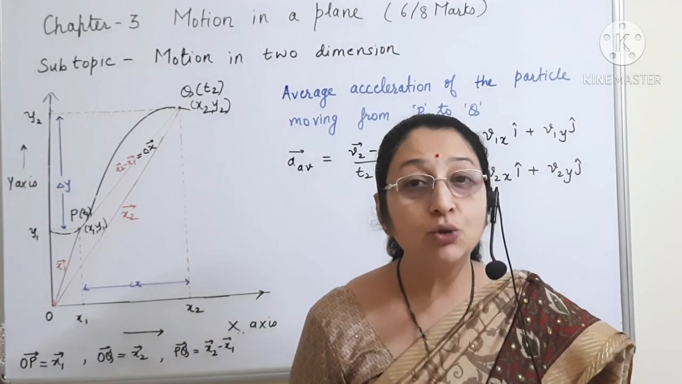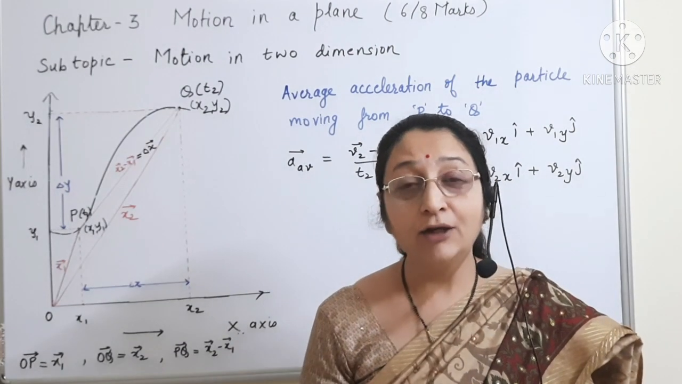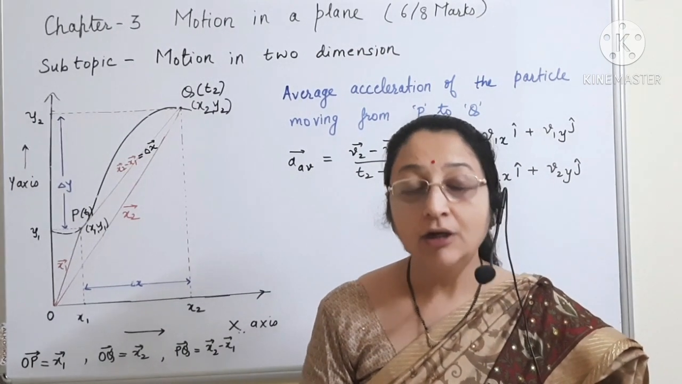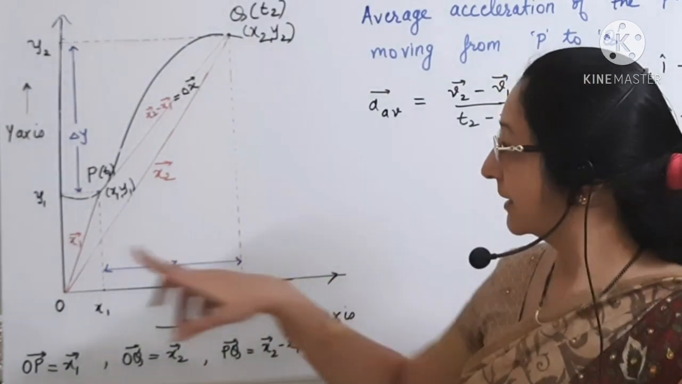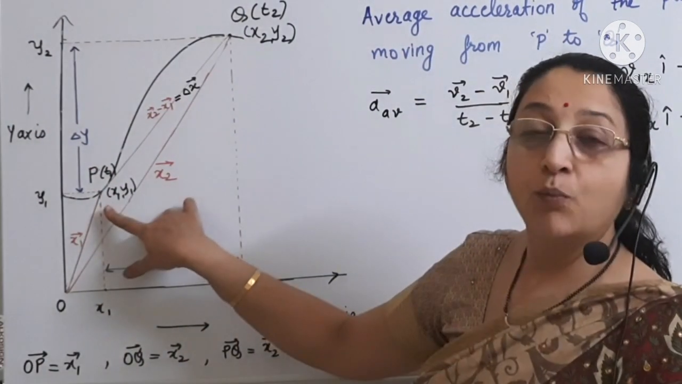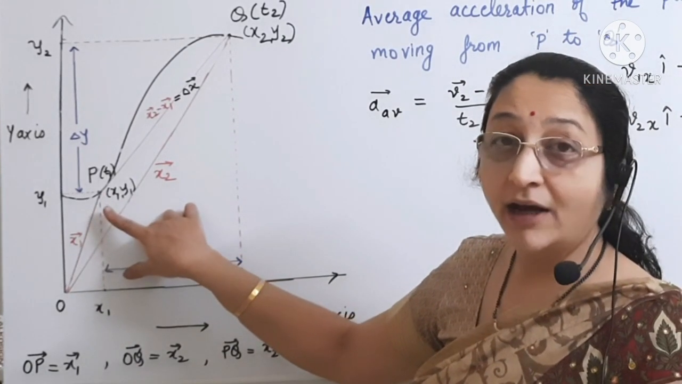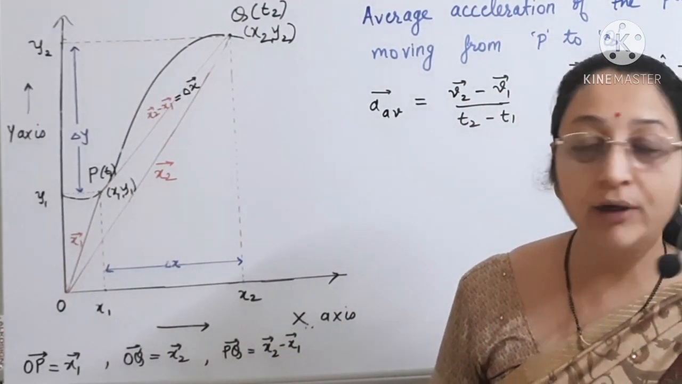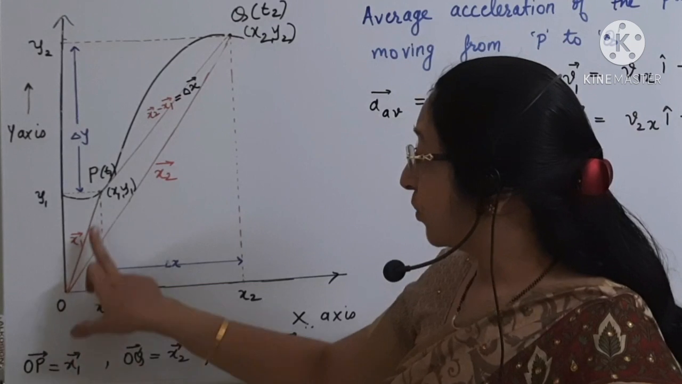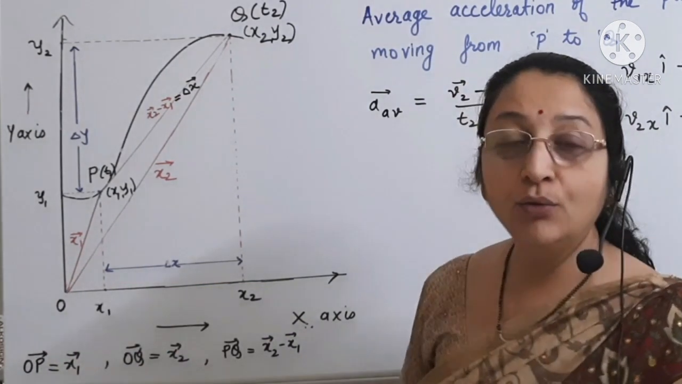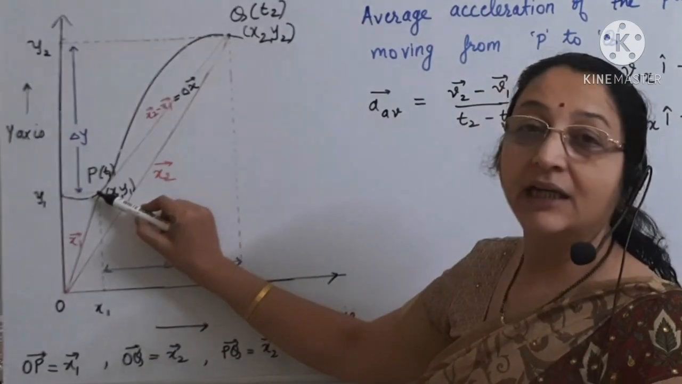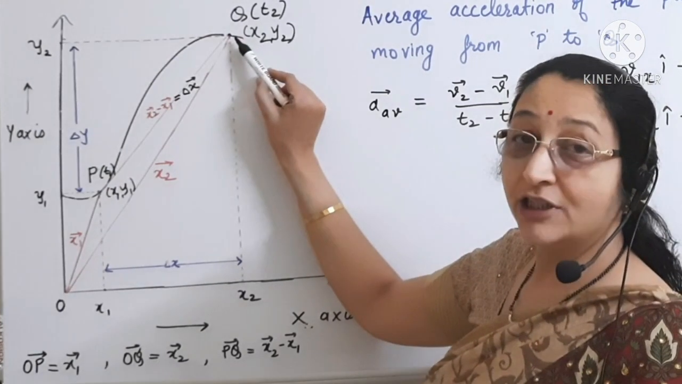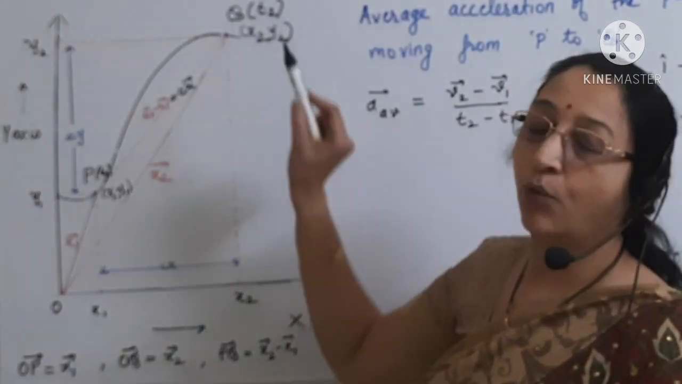So we have to consider two coordinates, the x component and the y component. Here this is the x-axis, this is the y-axis. At time t1, my particle is at point P, and the position vector of my particle from the origin is x1. So OP is equal to x1, the initial position vector of my particle. Now my particle has moved from point P to point Q. After time t2, the particle comes to point Q.